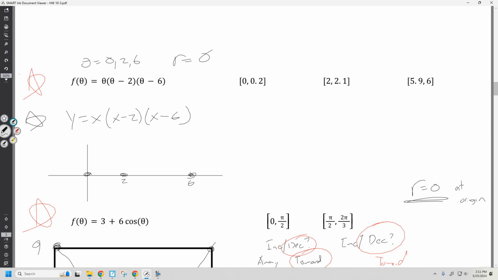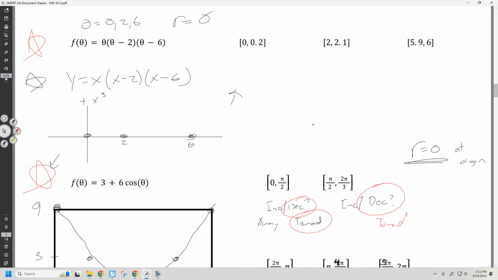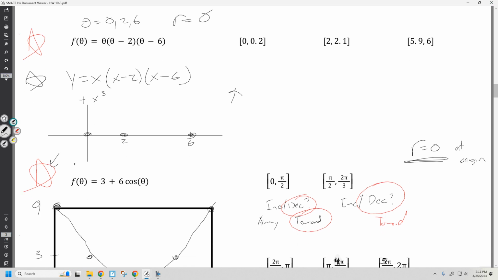What does it look like? You could do a sign chart. You could note that this is an x cubed with a positive leading coefficient, so your end behavior is here. You can look at your multiplicities. This is all review. But the only thing you're going to be challenged on is that these aren't y's and x's. These are thetas when r is 0.